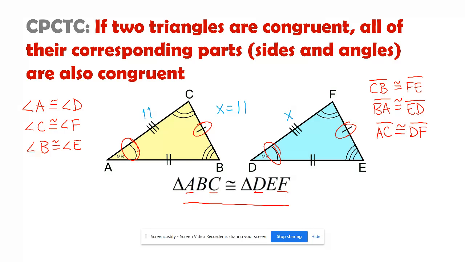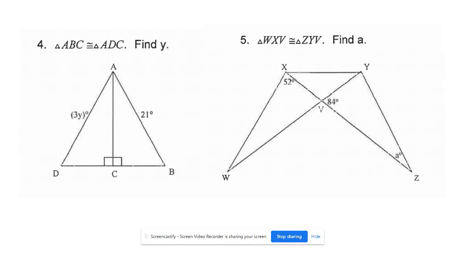Now it gets a little more complicated. Let's look at two more examples with this. On number 4, it says ABC is congruent to ADC. And again, if you look at the order of the letters, you can tell that AB has to match up, because those are the first two letters, with AD. First two letters on the other triangle. So those are the same. Those are congruent.